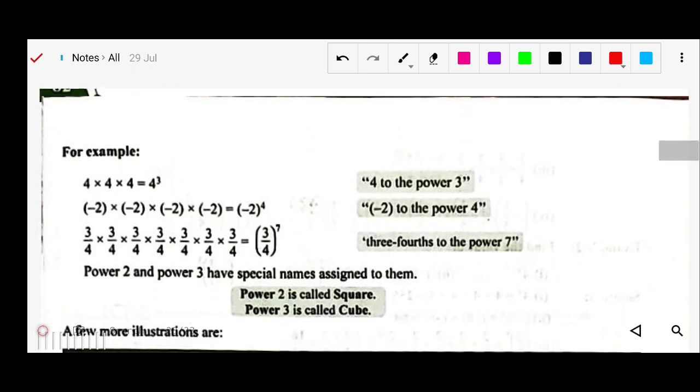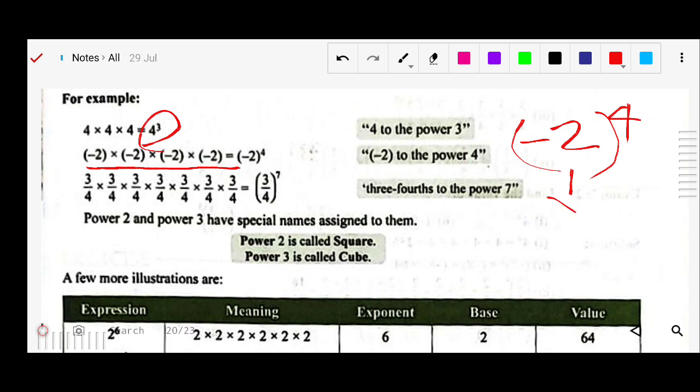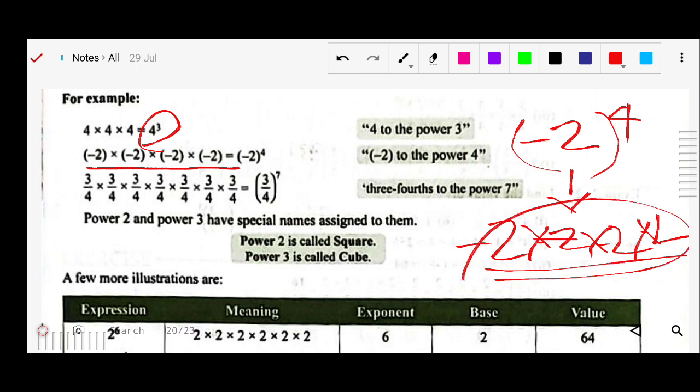Now, a practical example: 4 to the power 3 means how many times is 4 there? 3 times, right? Like negative 2 to the power 4, this is not a minus, it's negative 2 to the power 4. It means how many times is negative 2 there? It is 4 times negative 2, right?